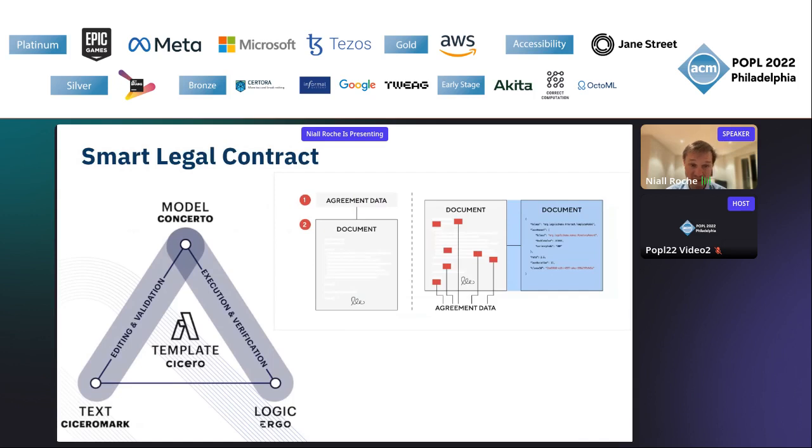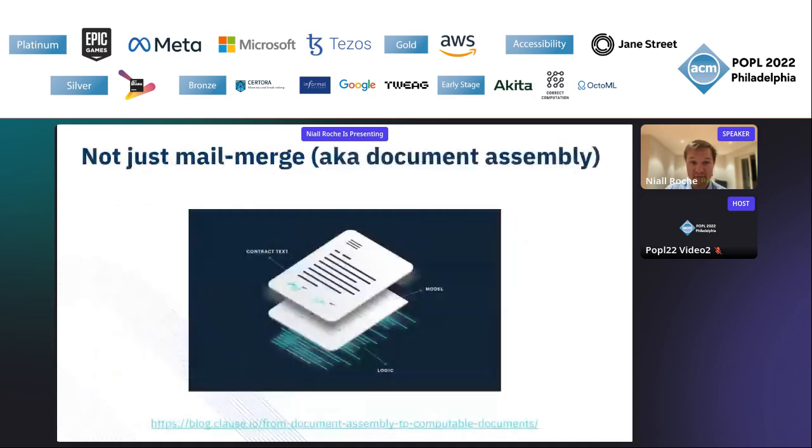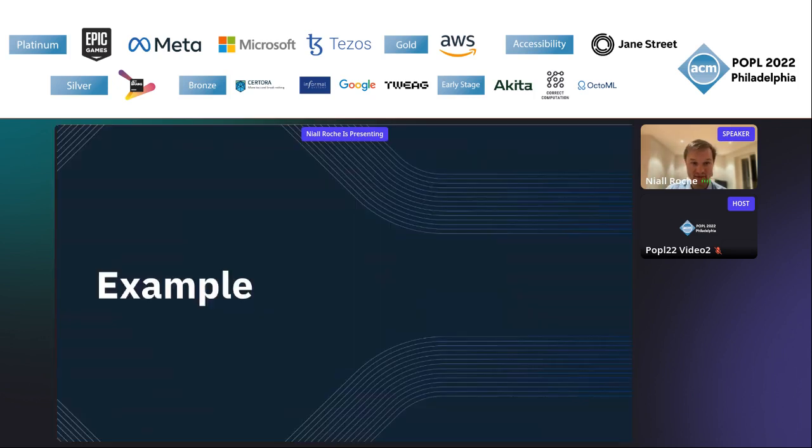So again, the smart legal contract in the Accord world is a combination of these three elements: the model, the text, and the logic. So Ergo is the logic piece, and again, the model was on the Concerto side, and we have different grammar languages within Cicero as well for writing templates. So it's not just a sort of mail merge as such, it is about assembling smart documents, and we have a blog post which kind of looks at this in far more depth than we'll be able to cover in a short talk. So I suggest you have a look at that.